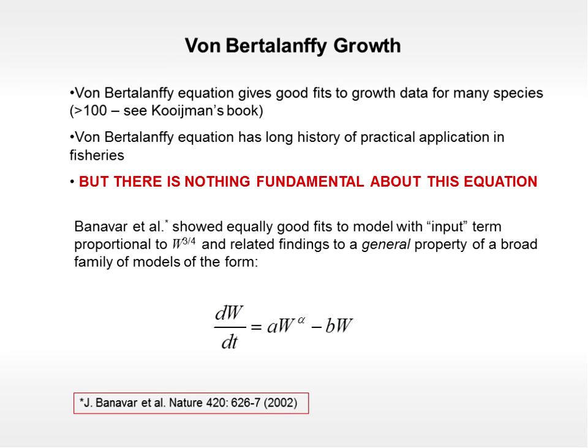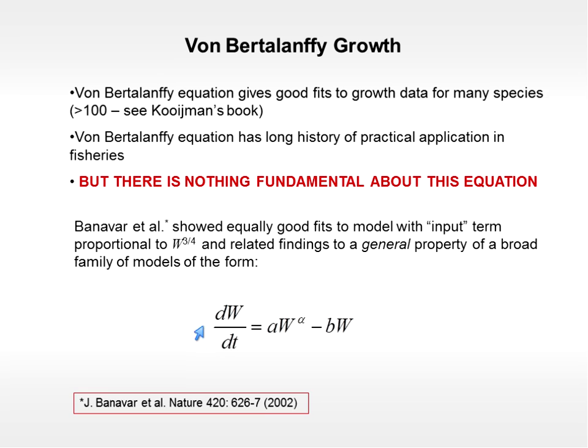And in fact, there is a rather nice short paper in Nature published almost exactly 10 years ago by Banavar and a group of co-authors that showed, in terms of data, if instead of having an input term proportional to length squared, which meant weight to the power 2/3, you assumed weight to the power 3/4, that comes out of another whole collection of theories. There are many theories that argue that assimilation rate should be proportional to the 3/4 power. You get just as good a fit.